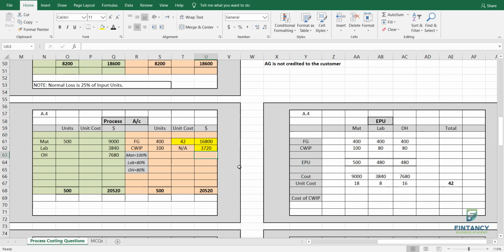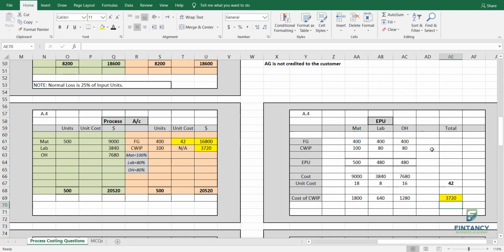Okay, if you want, you can prove this 3720. How? Let us see. Here this yellow figure which I've highlighted here should come 3720. This is the total cost of closing work in progress. So my friends, how to get cost of CWIP? I will say how many are CWIP units. See how many? 100. Multiply by how much is the unit cost of material during the month? 18. So I got how much? 1800. You do this for all three of them and then total it.